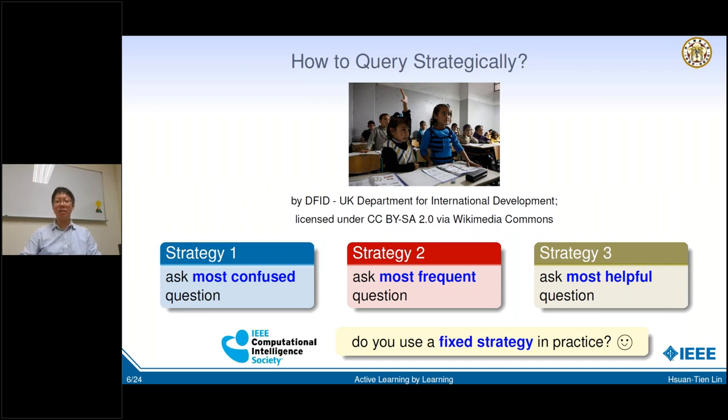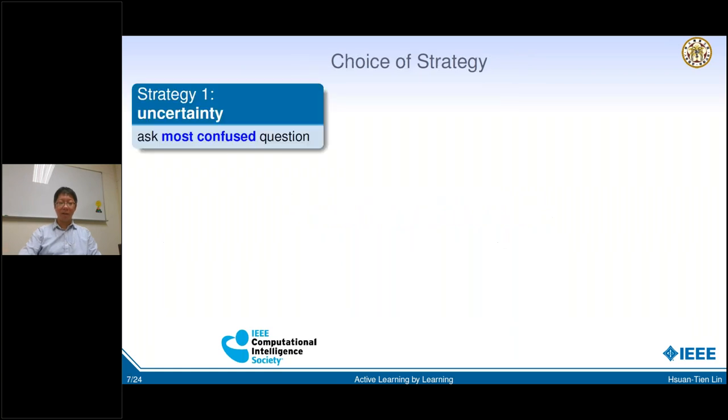Do you always ask the most confused question, or always ask the most frequent question, or so on? If you think about it by yourself, maybe the answer is no, you don't use a fixed strategy in practice. But if you look at the active learning literature, at least at the time we started this research work, we see that each of the strategies we talked about corresponds to some algorithm in the active learning literature. One very important family of algorithms is called uncertainty sampling. And this basically corresponds to how we humans ask the most confused question.